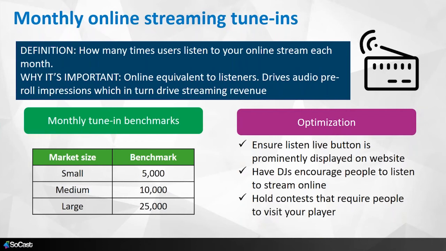Here are some things that you can do to improve these numbers. First, ensure that the Listen Live button is prominently displayed on your station's website. Streaming is often the main reason people come to your website, so you want to make sure your Listen Live call to action is clearly visible and accessible so that people can get to it when they want. You can also have your DJs encourage people to listen to your stream online. For example, have them remind listeners that they can tune in on your website or mobile app to hear a cue to call for a contest during the day when they are likely not in the car.